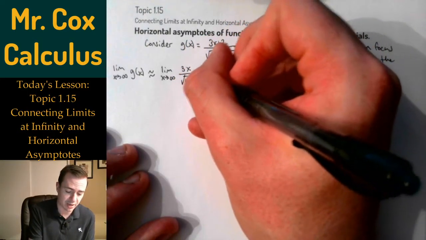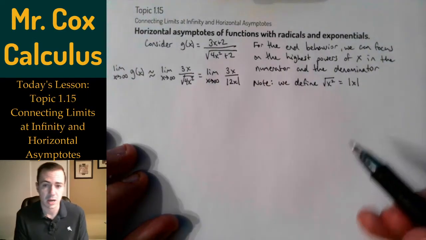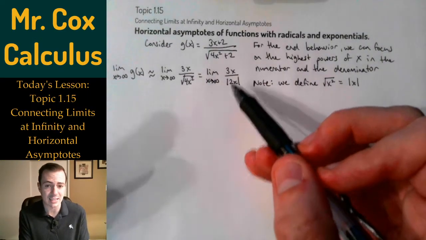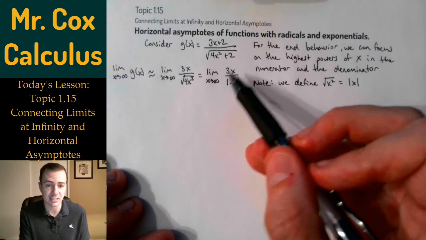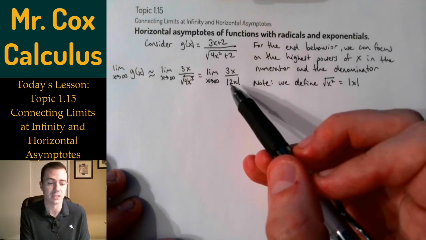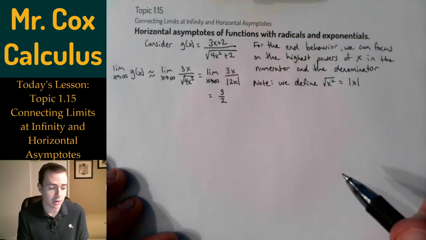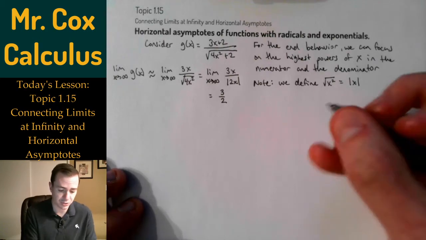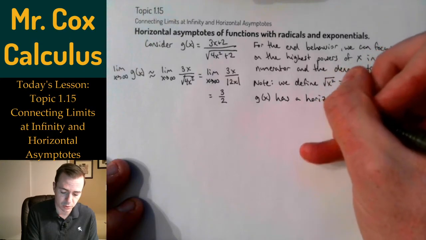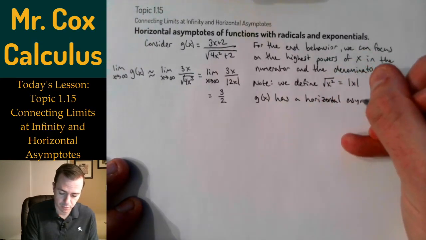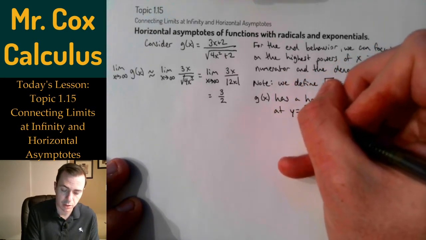So if I look at the limit as x approaches infinity here of 3x over the absolute value of 2x, I do in fact get the x's to divide off, and then as x is growing infinitely positive, this is staying positive, this is obviously being forced positive because of the absolute value, and so this does in fact equal 3/2 like we thought it would. So because this statement right here is true, we can say that g of x has a horizontal asymptote at the line y equals 3/2.